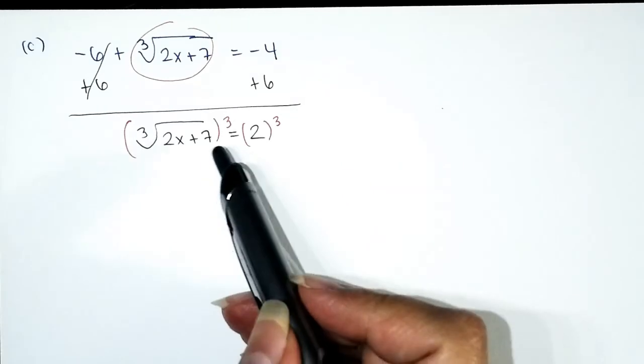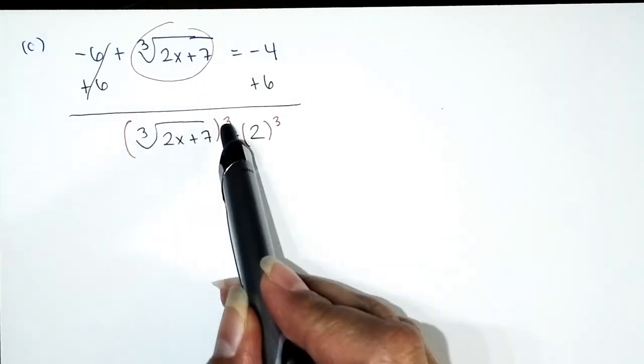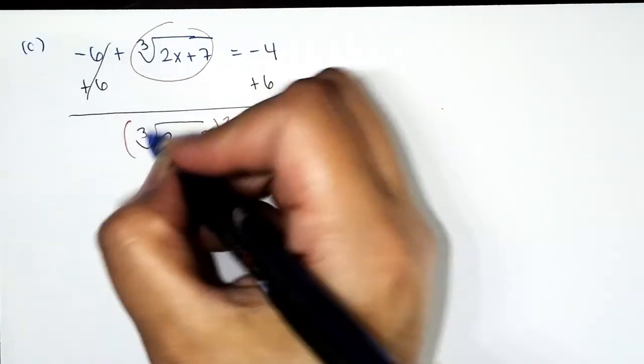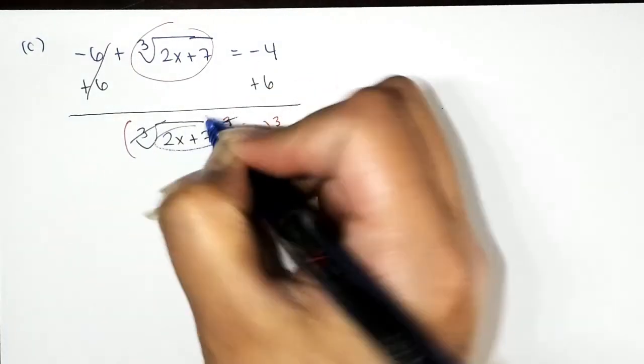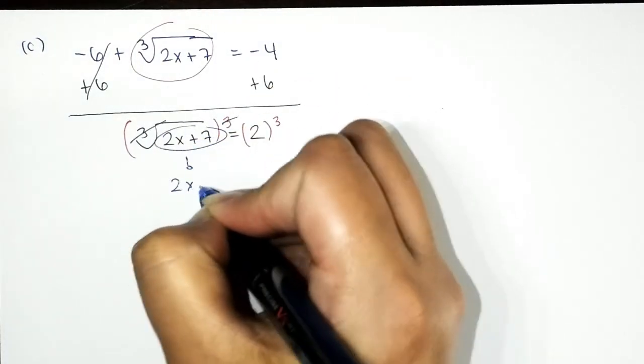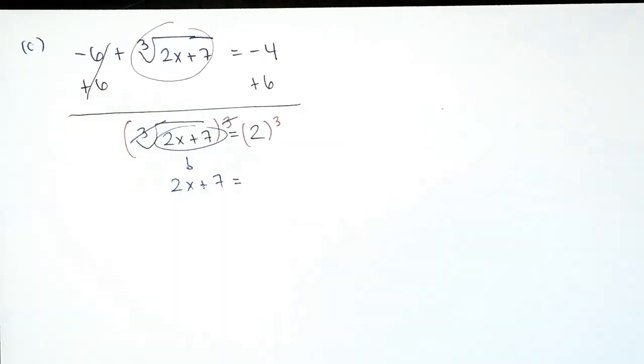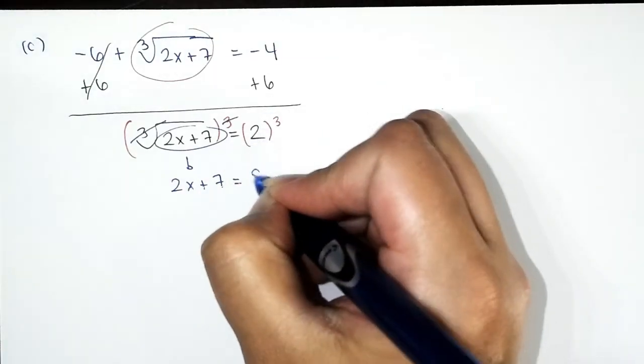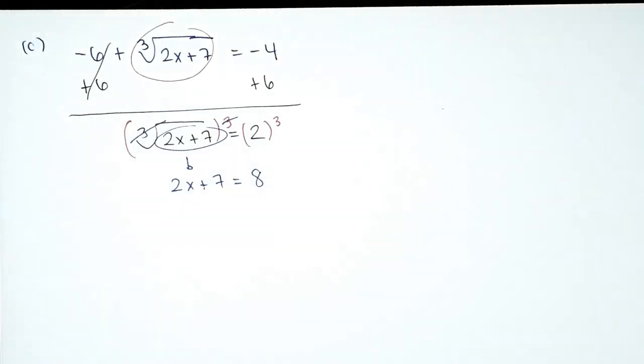So in this case, index is 3, power is 3. They're going to go ahead and undo each other, and that will leave us with the radicand of 2x plus 7 equals whatever the right side simplifies to. 2 to the third power, punch it in or freehand it. That will give us 8. Let's take our time, solve it, and then check our proposed solution.